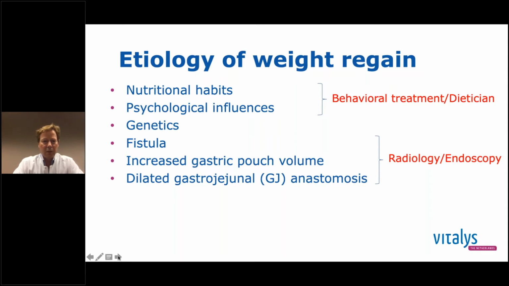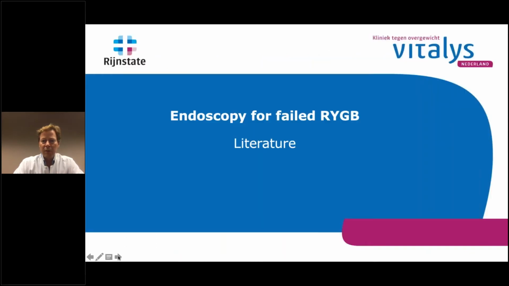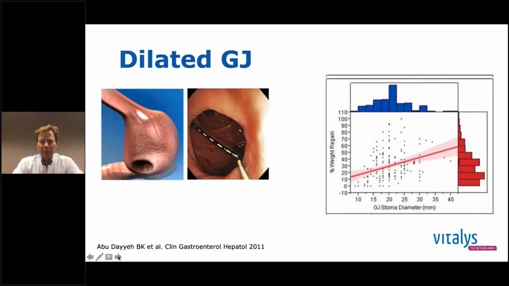And you can rule out a fistula. You can look at the gastric pouch volume. Sometimes a gastroscopy is very helpful. And of course, a dilation of the GJ anastomosis. So when you look at the literature that's out there for a failed bypass in terms of endoscopy, there are some nice studies out there.